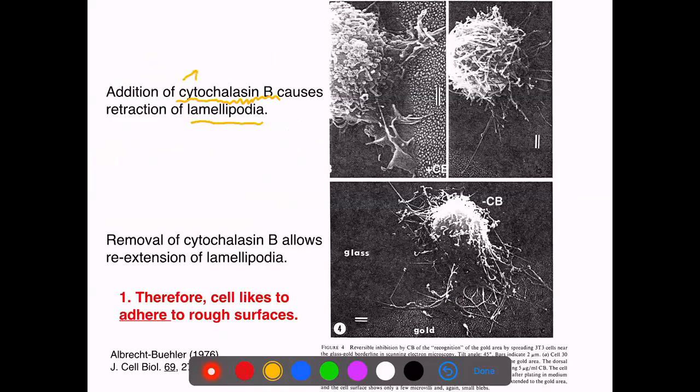So that is an actin inhibitor, isn't it? Okay, this is the actin inhibitors. So that is the actin dependent process, okay? So what their conclusion is that the cells like to adhere to a rough surface. I would say migrating cells like to adhere to a rough surface, probably that's to be exact.